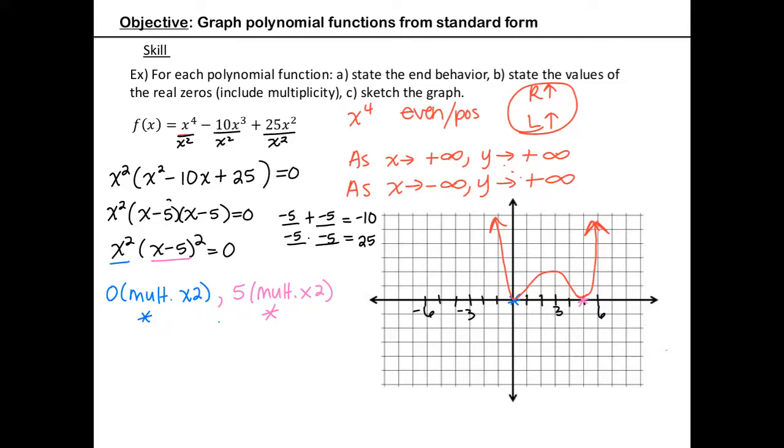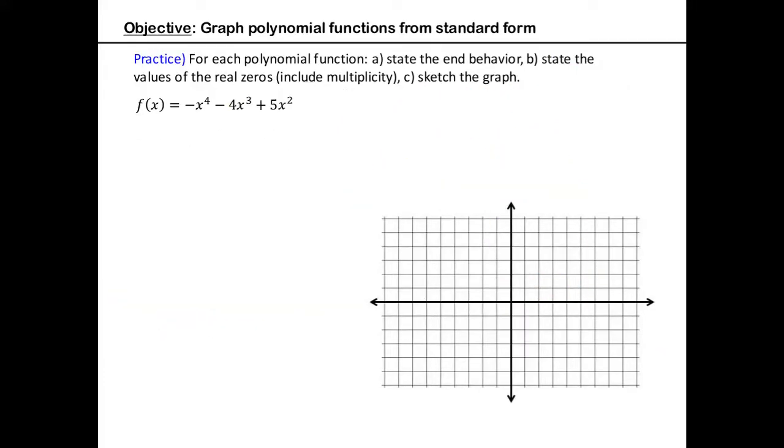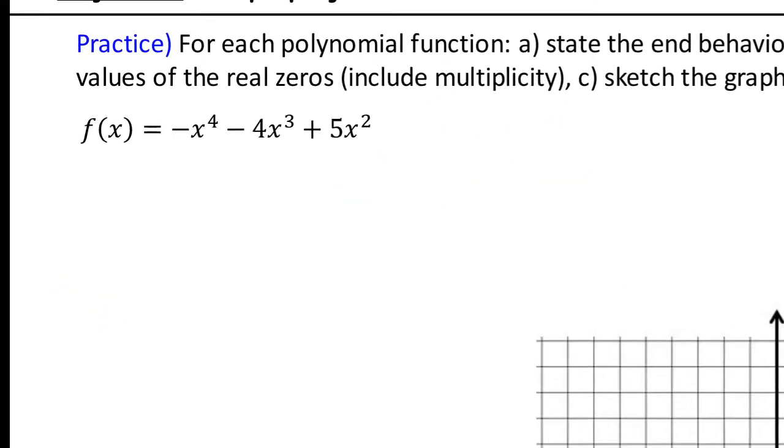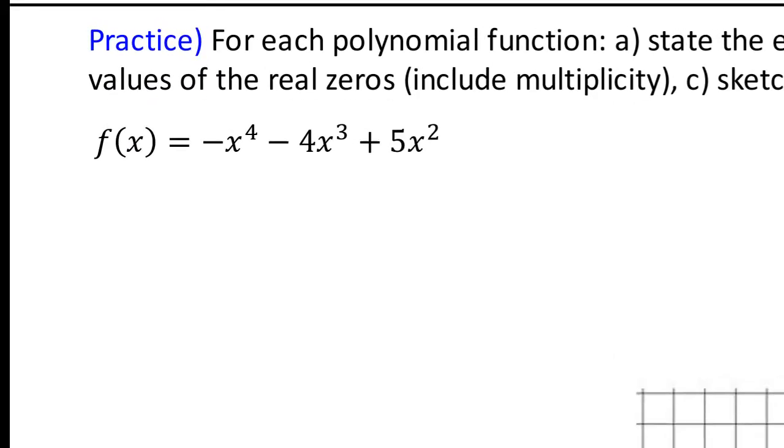All right. So how are you guys feeling? Good? Okay. I see a lot of thumbs up, so that's good. So I want you guys to go ahead and try this one. We have negative x to the 4th minus 4x cubed plus 5x squared.